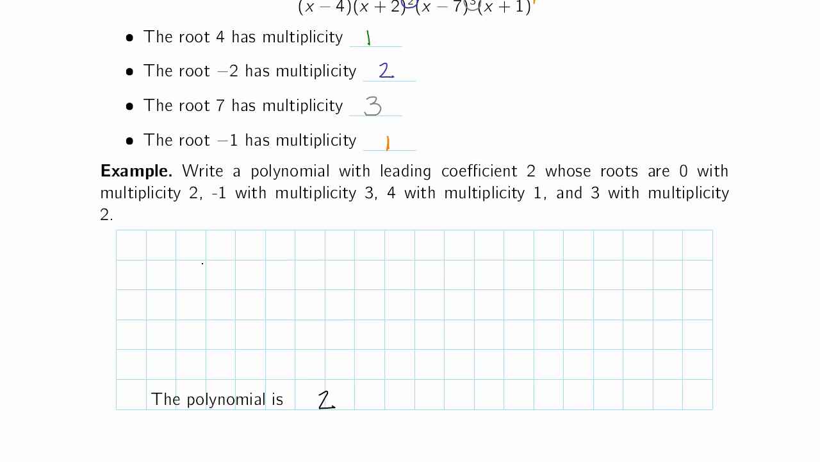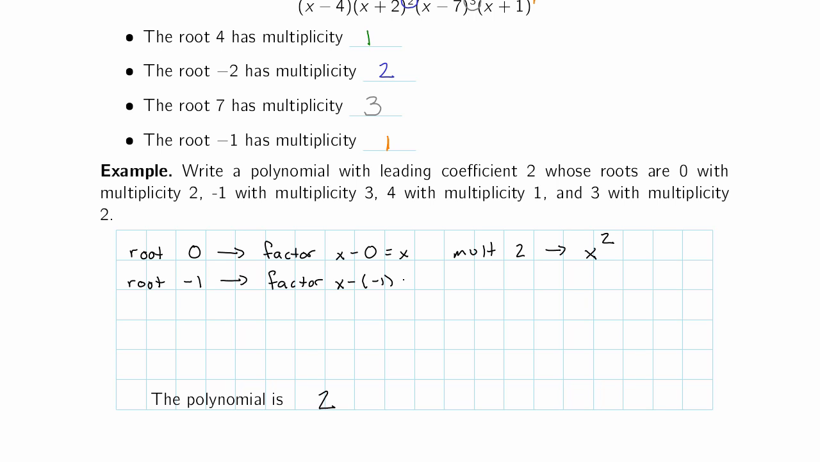And then it has a root 0. That means it has a factor x minus 0, which is just x. Multiplicity 2 means that we're going to take our factor x to the second power. If we have a root negative 1, then we have a factor of x minus negative 1, which is x plus 1. The multiplicity 3 means we'll have x plus 1 to the third power.